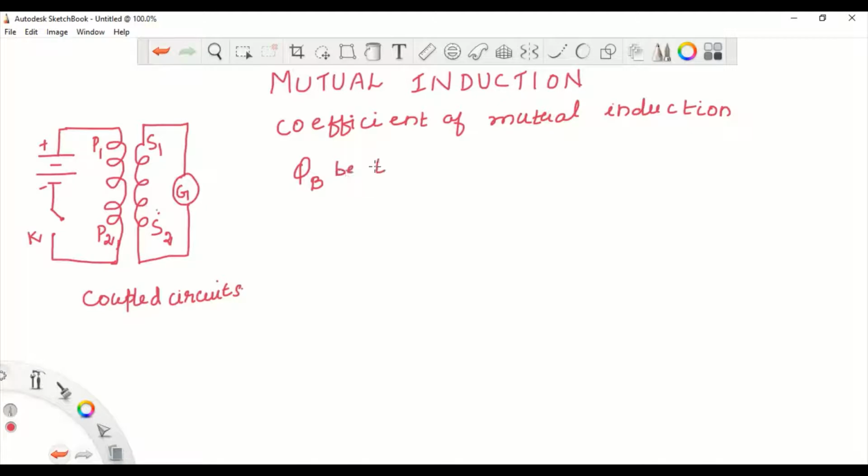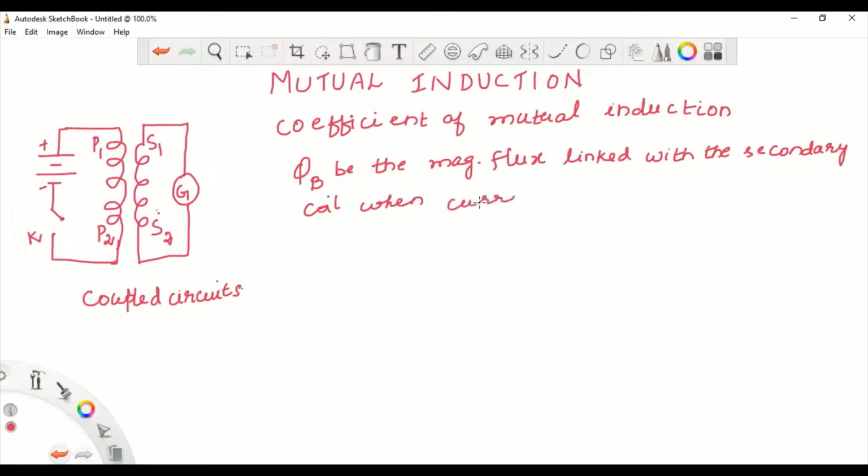Let phi be the magnetic flux linked with the secondary coil when current I flows through the primary coil.